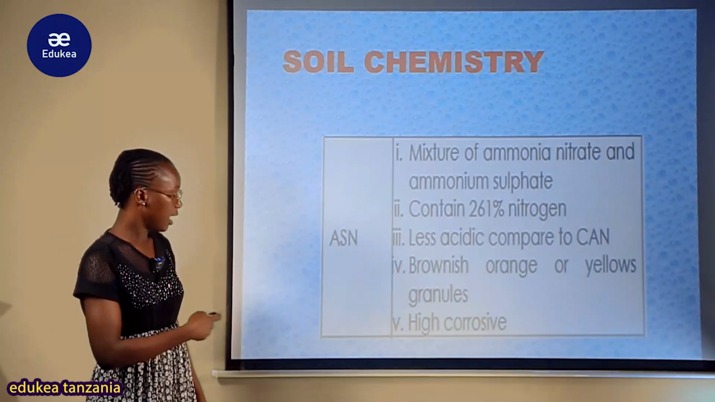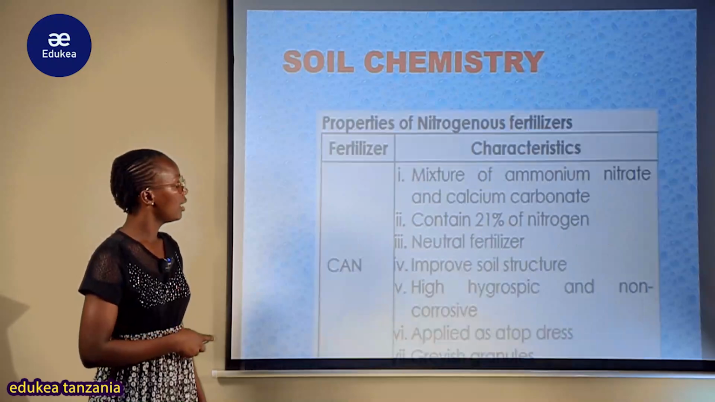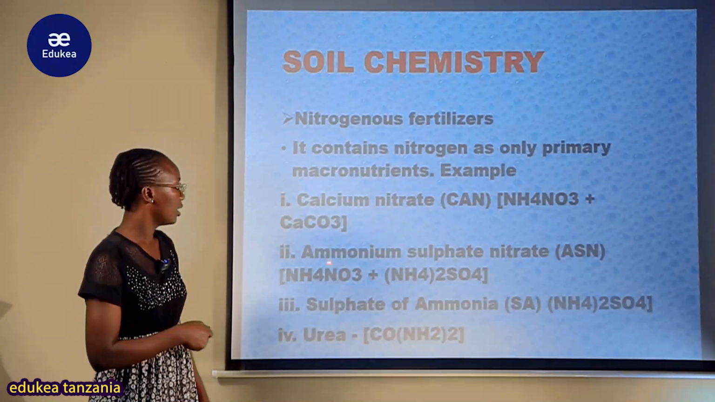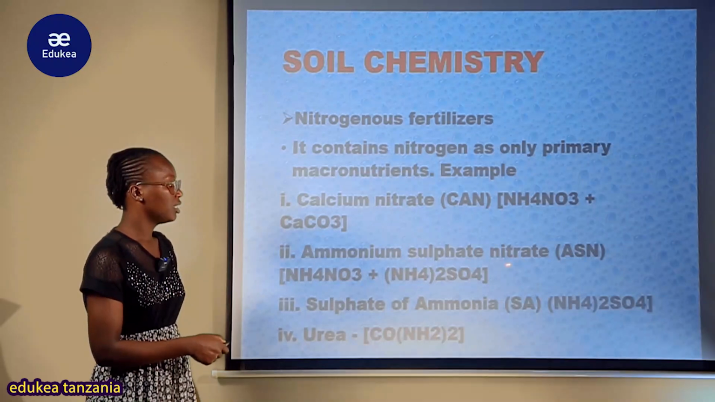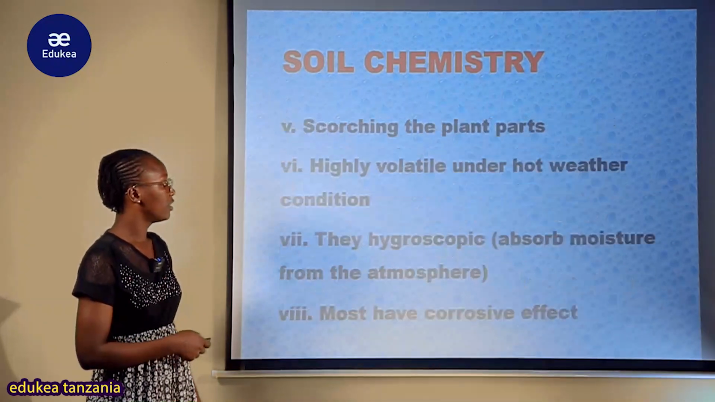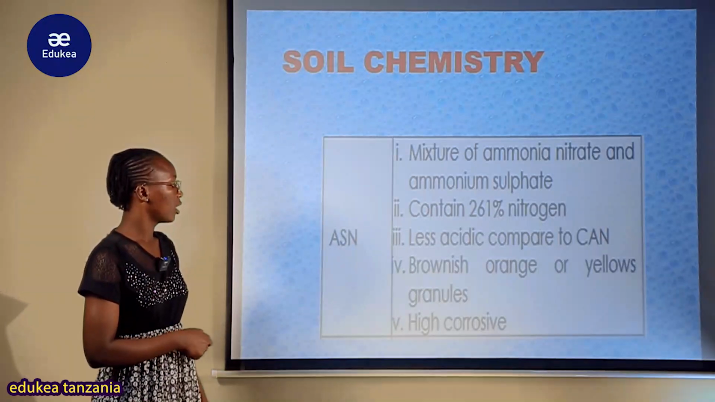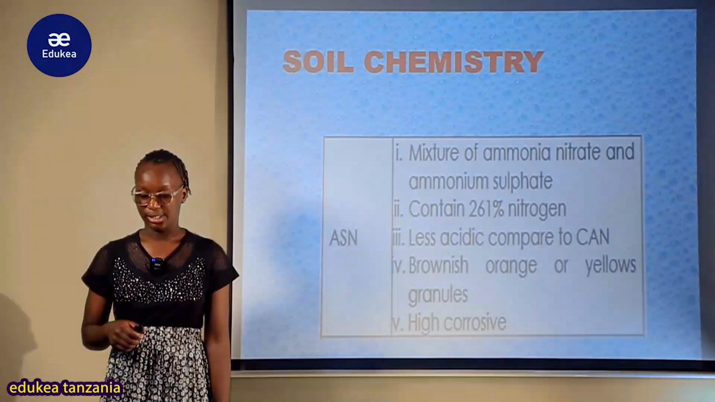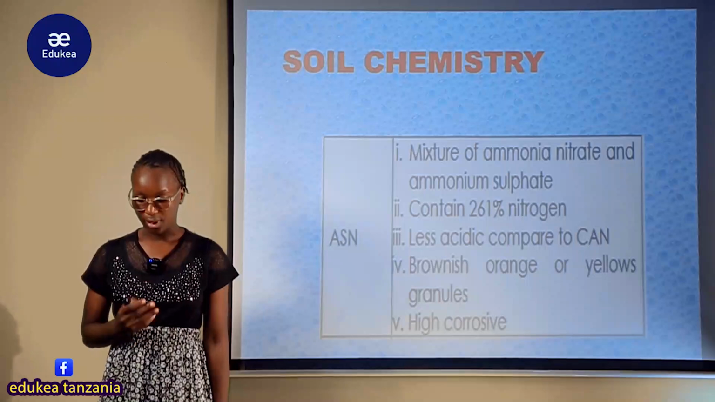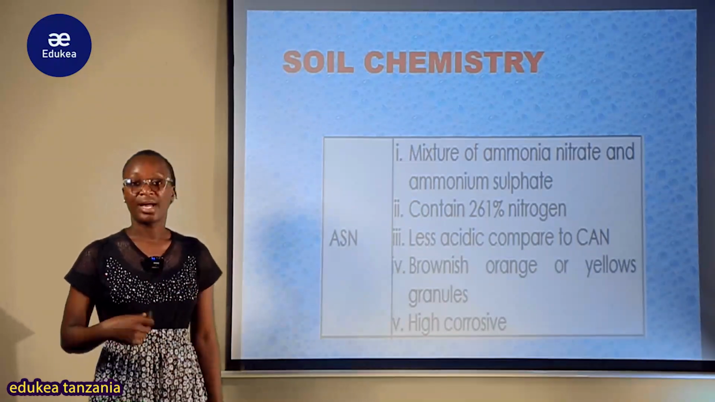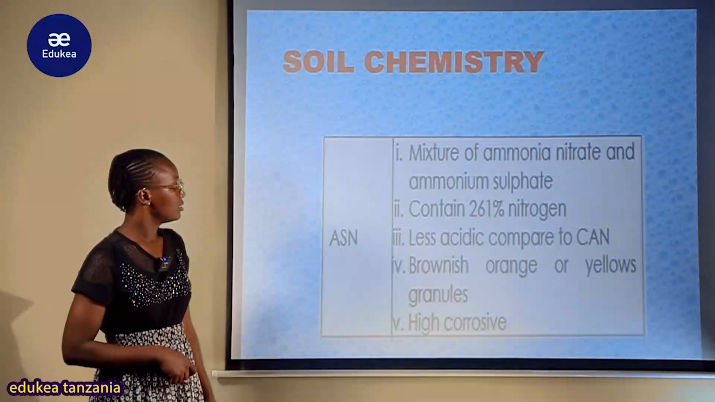Another fertilizer is this one, ASN. ASN simply means ammonium sulfate nitrate. Ammonium sulfate nitrate. So when we talk about ASN, we're talking about ammonium sulfate nitrate. So this is another type of fertilizer whereby they have the following characteristics. So sifa zake ni zipi?